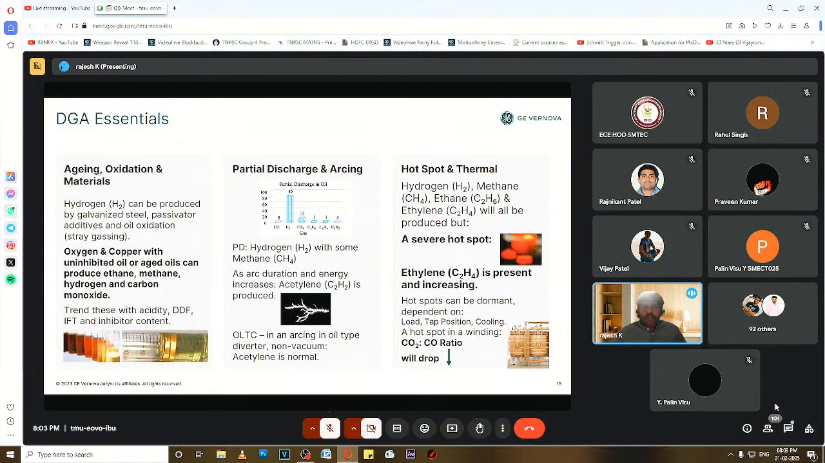And for the transformers, the important sensors we need are in the OLTC, the on-load tap changers.